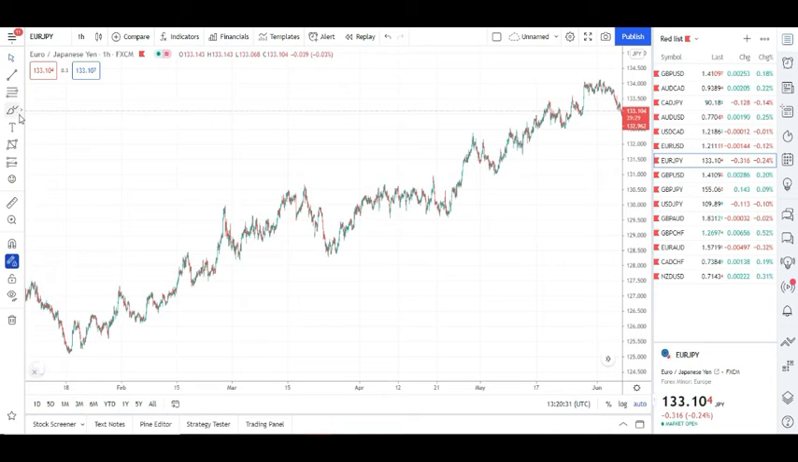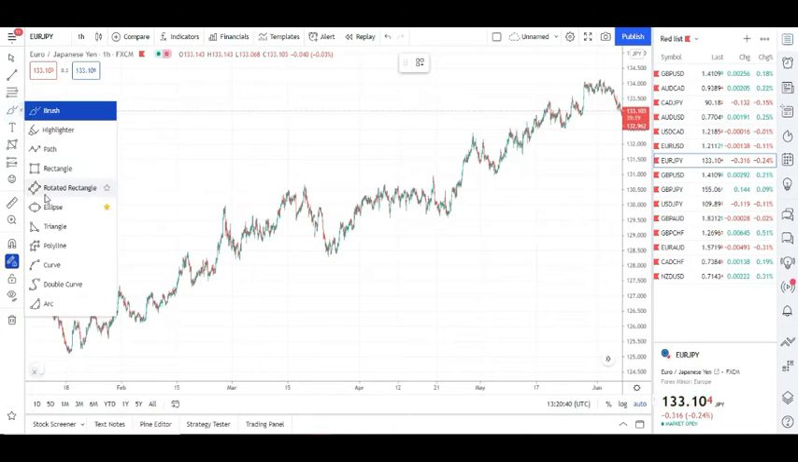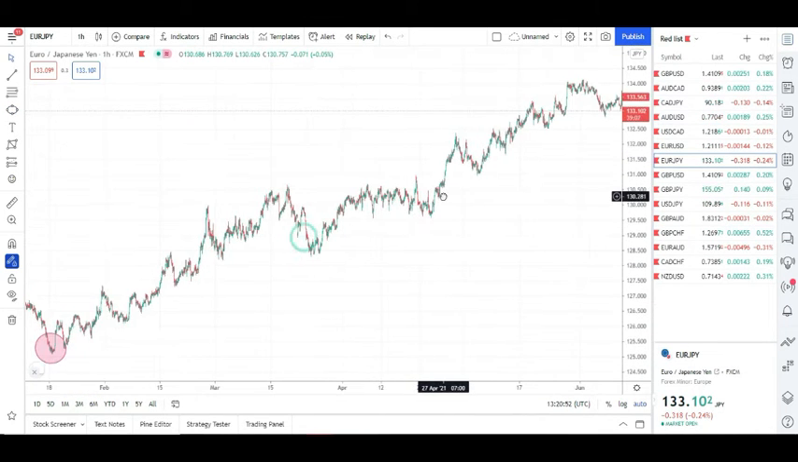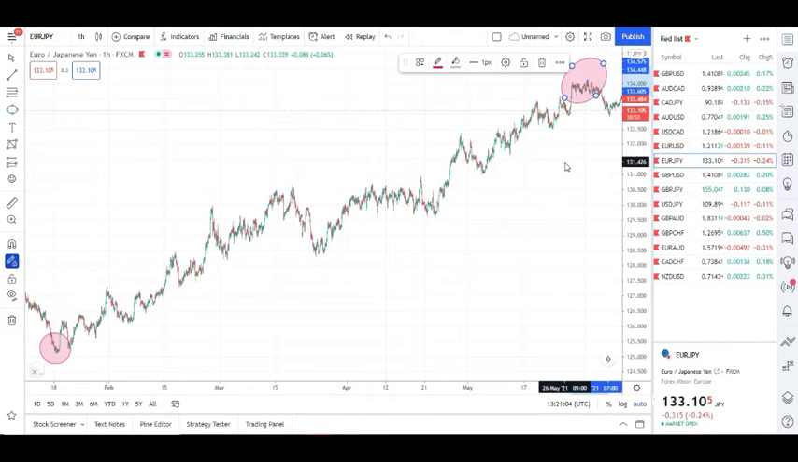Okay, let's use this. I want to illustrate. This is what we call our swing low, right? Right. So let's go and identify. This is our swing high. So can you see our swing high? It's here. This is our swing high. It's very simple to identify.